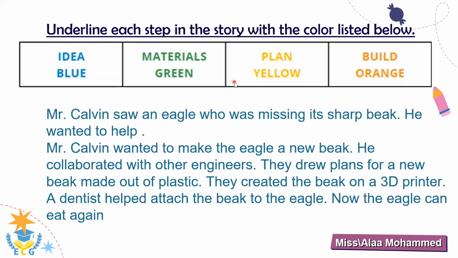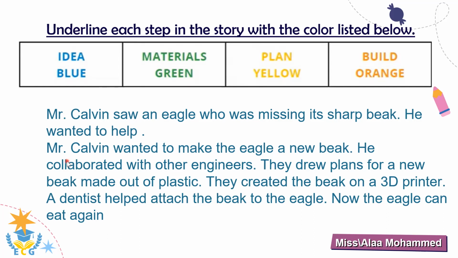Here, if you open your textbook, we are going to find this text. We need to underline each step in the story with the color listed below. I'm going to read this story. We are going to put a blue rectangle around the idea, green around the material, yellow around the plan, orange around the build. Come with your colors. Go, go, go quickly.